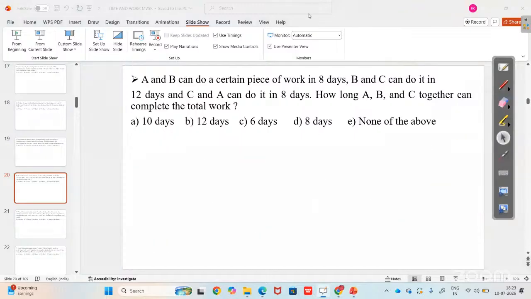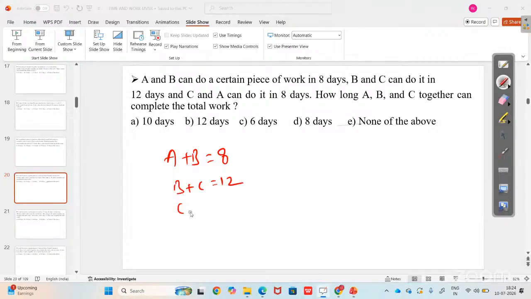A and B can complete in 8 days. B and C can complete in 12 days. C and A can complete in 8 days. Now we need to take the LCM of 8, 12, 8. LCM equals 24. In the 8 table, 24 is 3 times. In the 12 table, 2 times. In the 8 table, 3 times.